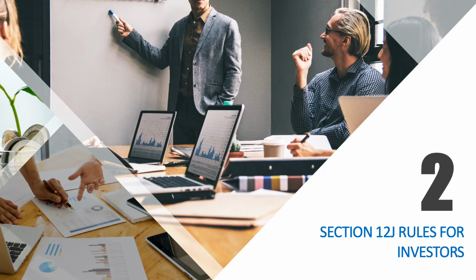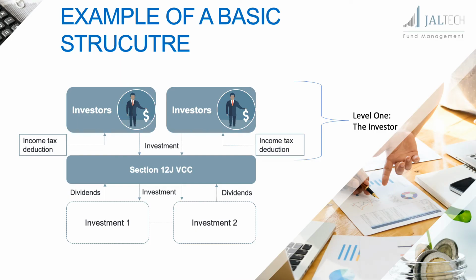Today, I'll be taking you through the various rules which govern investors in Section 12J funds. If one reviews a Section 12J structure, you'll note that there are three distinct levels. The top level being the investors, the second level being the Section 12J fund, and the third level being the investments, or commonly known as qualifying companies.